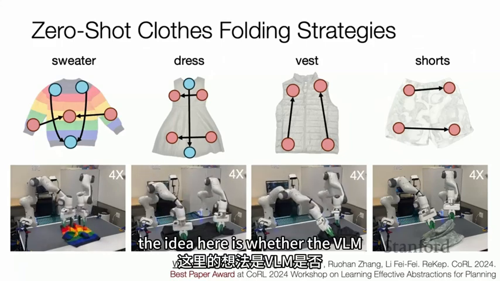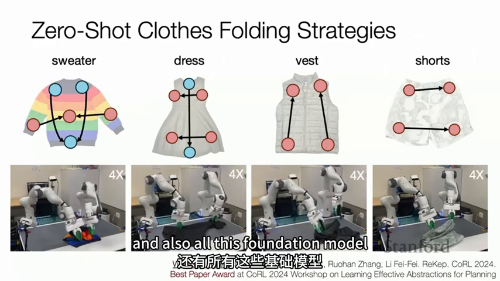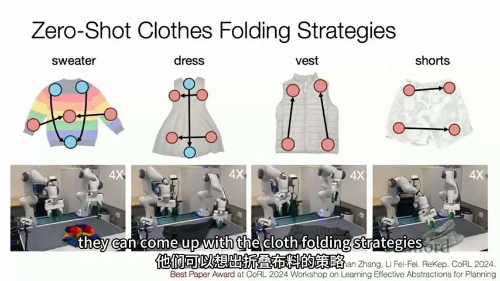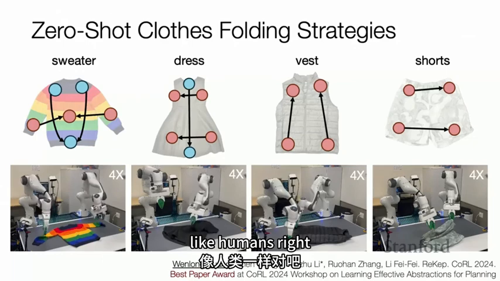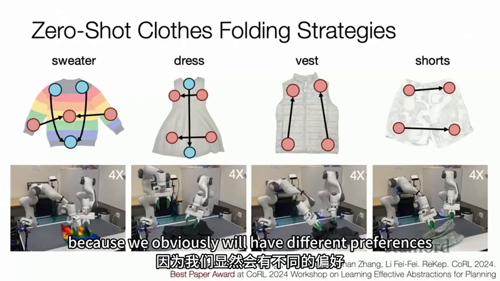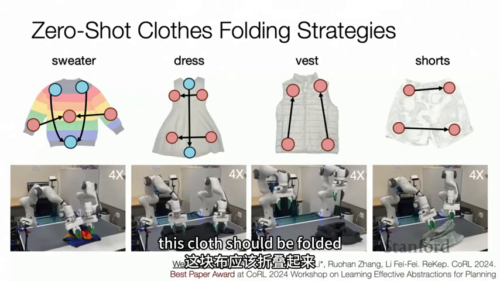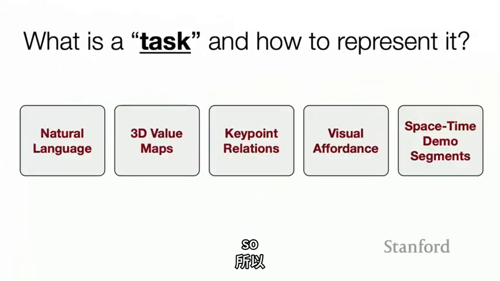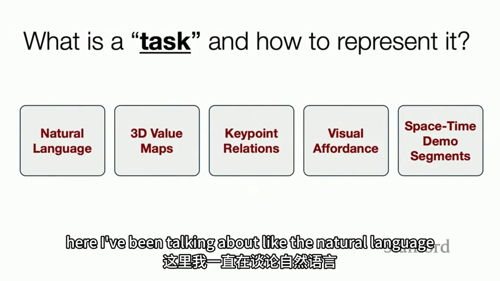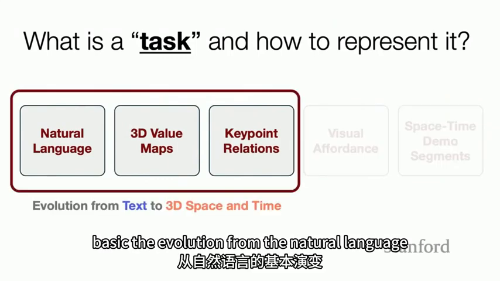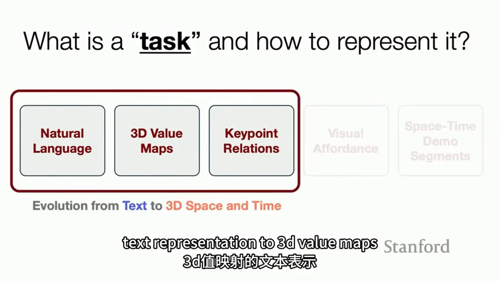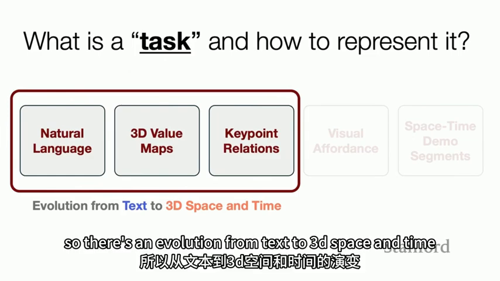But basically the idea here is whether the VLM and all these foundation models can come up with cloth folding strategies like humans, right? Because we obviously have different preferences, and maybe each individual has different preferences of how the cloth should be folded. So here I've been talking about the evolution from natural language task representation to 3D value maps, then to keypoint relations. So there's an evolution from text to 3D space and time.